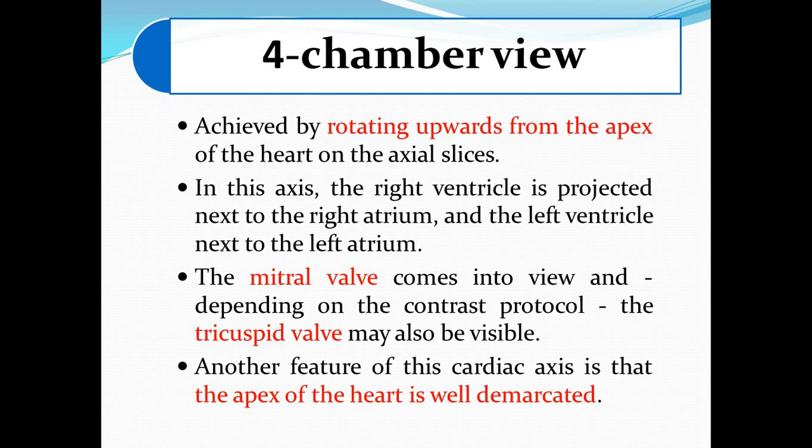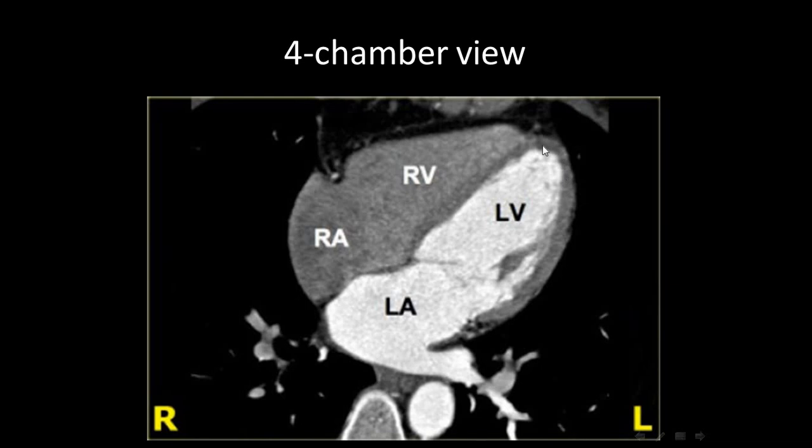Other things about the four chamber view: here we can see the mitral valve and the tricuspid valve as well, depending on the contrast protocol of the images. Another feature of this axis is that the apex of the heart is well demarcated. So this is the apex of the heart, and it is made mainly by the left ventricle. This was the first view.